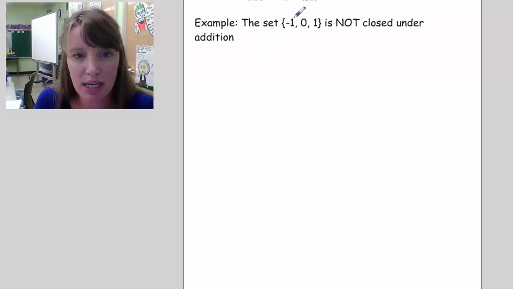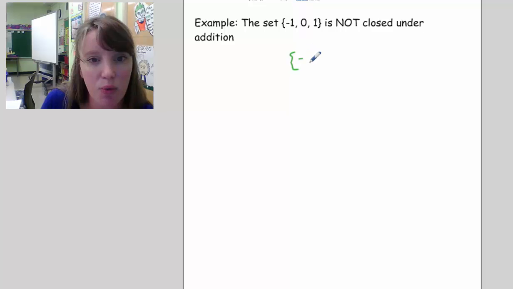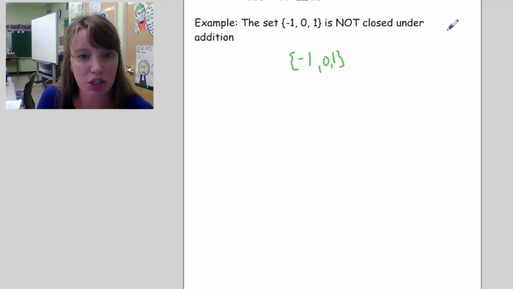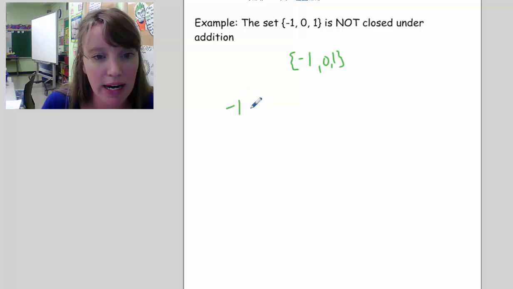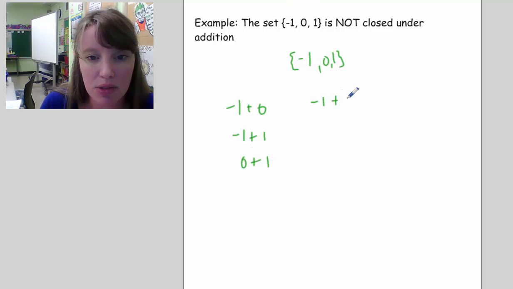Okay, so we're looking at a set of numbers. It's not a giant set. It's just the set of -1, 0, and 1. And this is stating that this set is not closed under addition. There are a lot of different things we have to try. We have to try adding every number in the set to another number in the set. We have to add 0 plus 1, and then we have to add the numbers to themselves: 0 plus 0 and -1 plus 1.